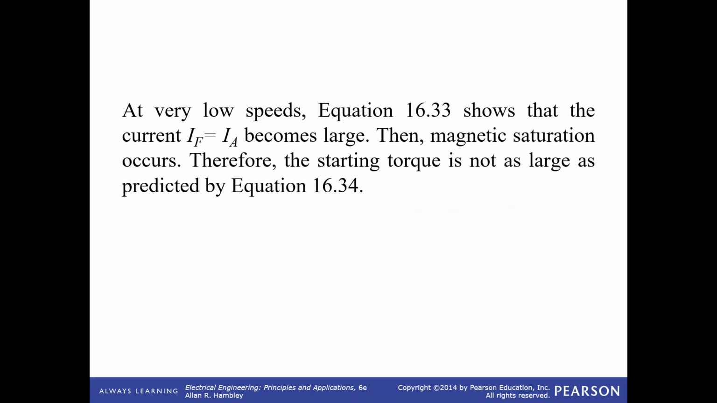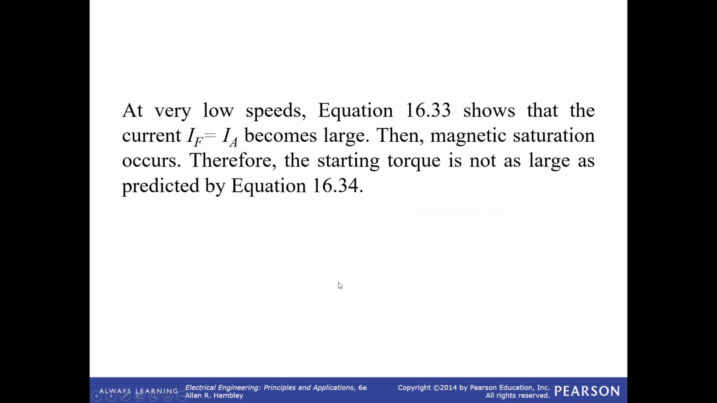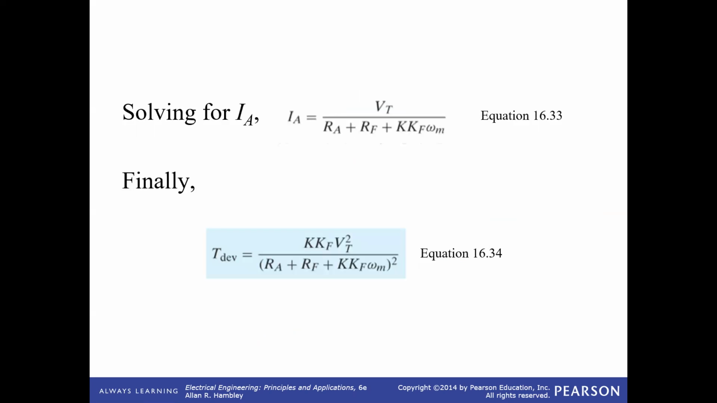Okay, and as you can see from this characteristic also, for very low speed here, the currents IF and IA will become very large, and therefore the torque is also very large, based on this equation. So if the speed is very small, you can see that the torque actually becomes very high.